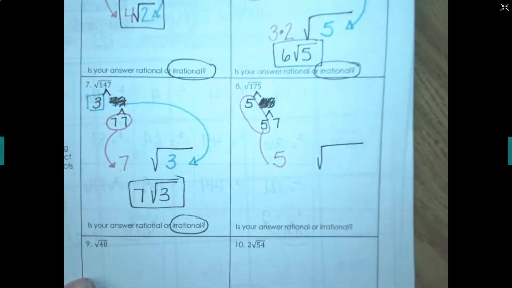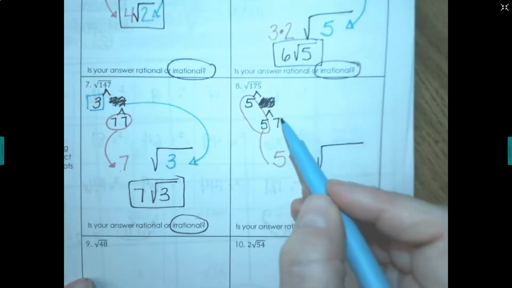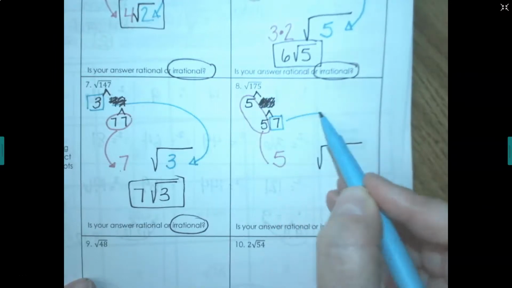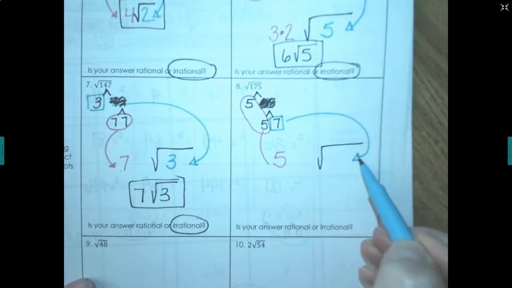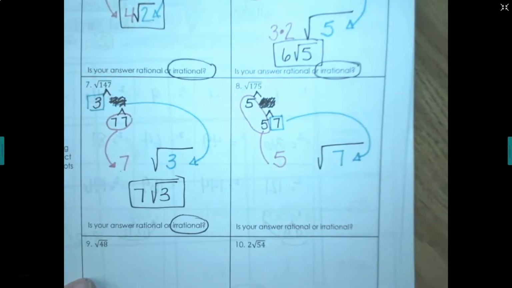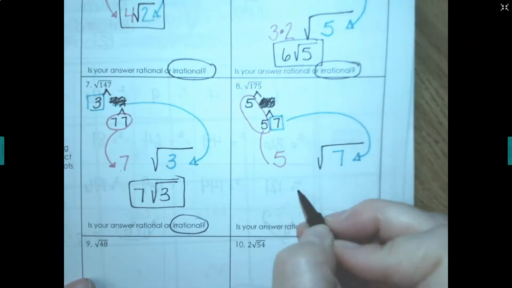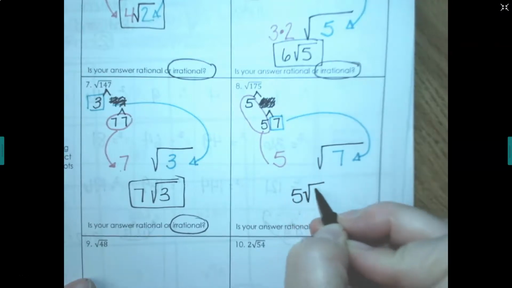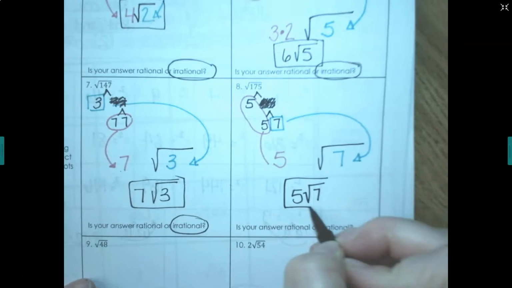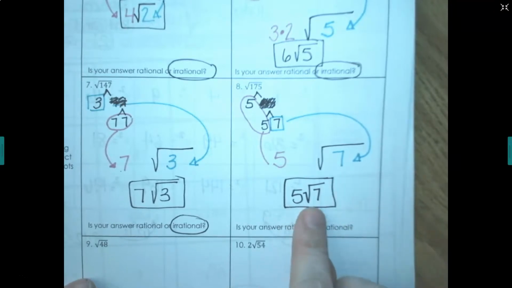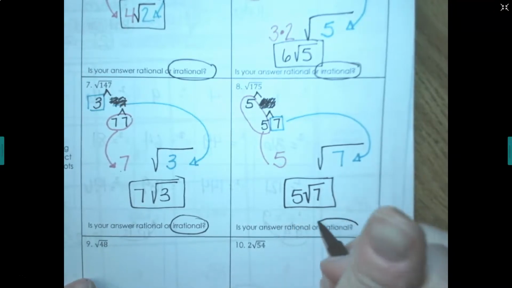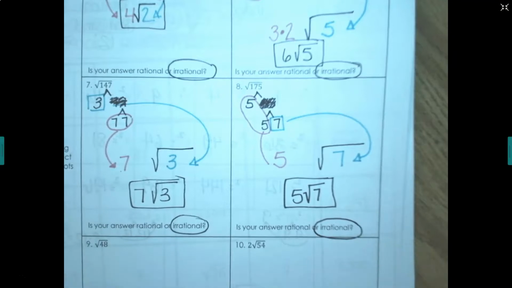I'm looking for other pairs. I'm going to put my radical here, so if I need to put something back underneath it, I have a place to put it. There's no other pairs, but I do have a single 7. That means the single 7 has got to go back underneath the radical. And then I'm just going to write them together. It's the 5 times the square root of 7. It's 5 times a non-perfect square, which makes it irrational.